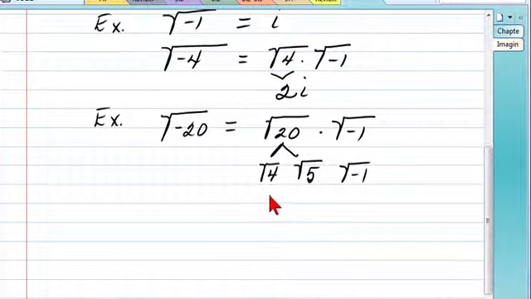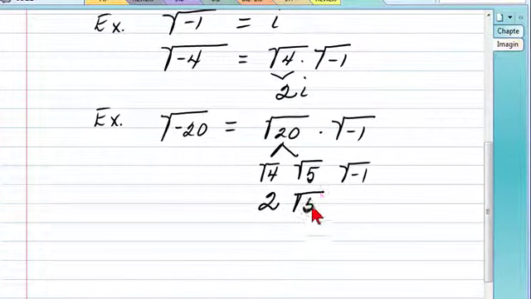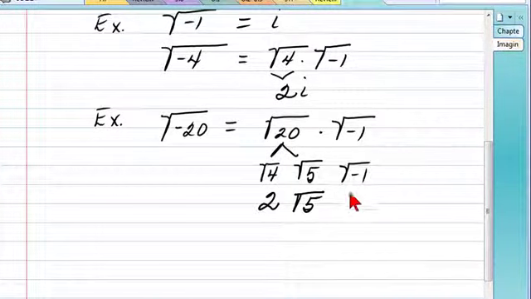So I'm going to have what? What's the square root of 4? 2. And I don't know what the square root of 5 is. And what's the square root of -1? i.